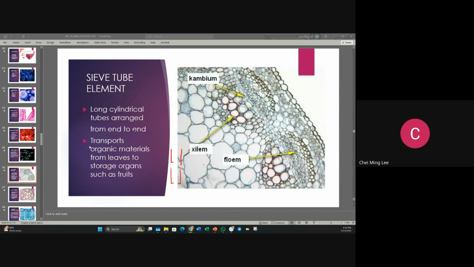Okay, all right, then sieve tube element. This one is actually part of the plant. So sieve tube elements are long cylindrical tubes arranged from end to end. So it's used to transport the organic material from leaves to storage organs such as fruit. Wait, let me show you what's called sieve tube element.